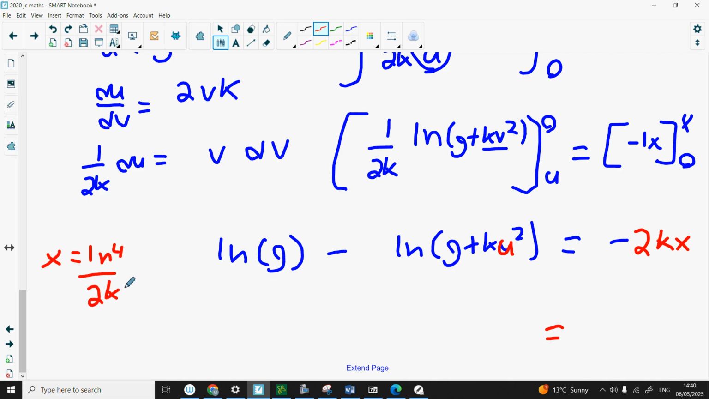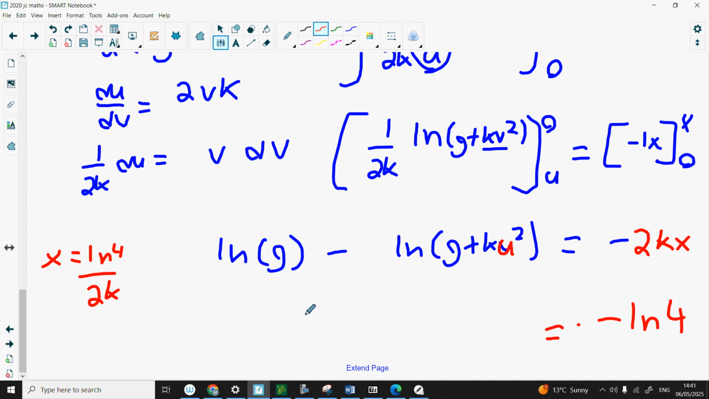ln4 over 2k. So minus 2k ln4 over 2k. So what does that turn that into? Minus ln4. Okay. All that turns into minus ln4, which we're pretty happy about. No war here.